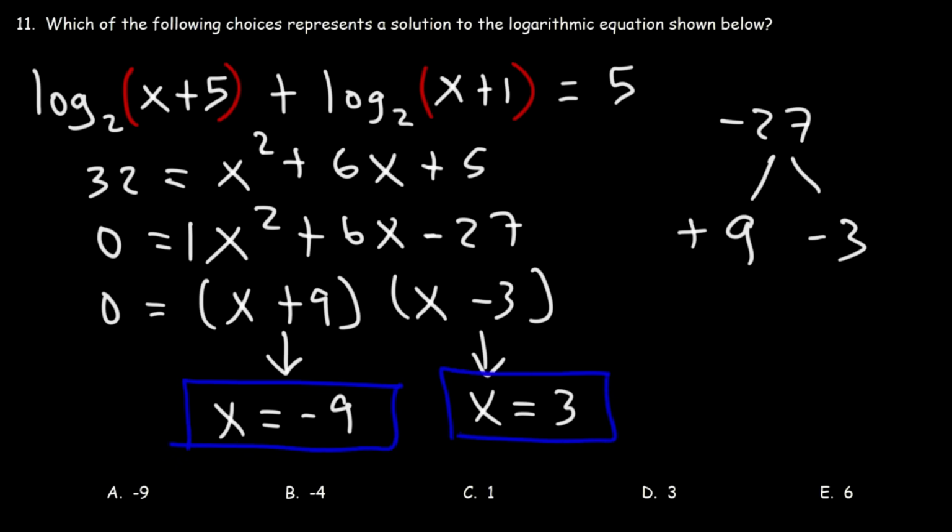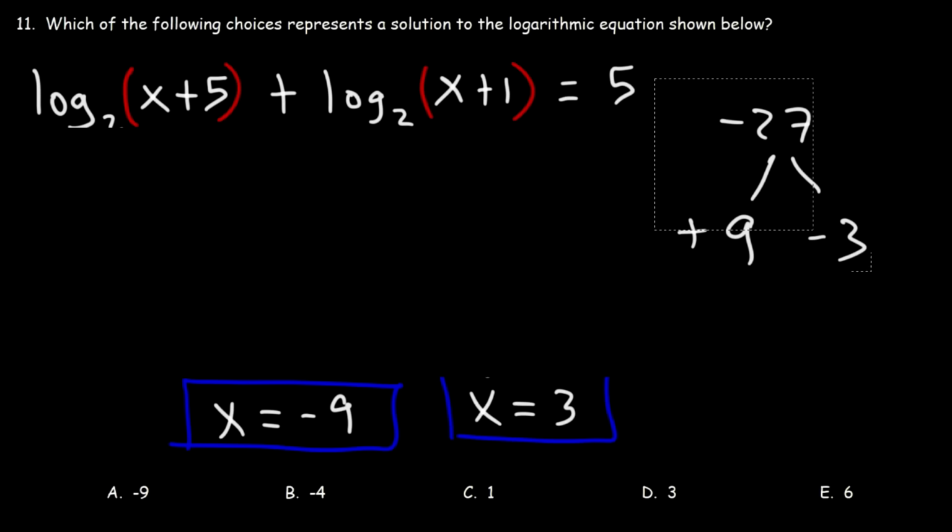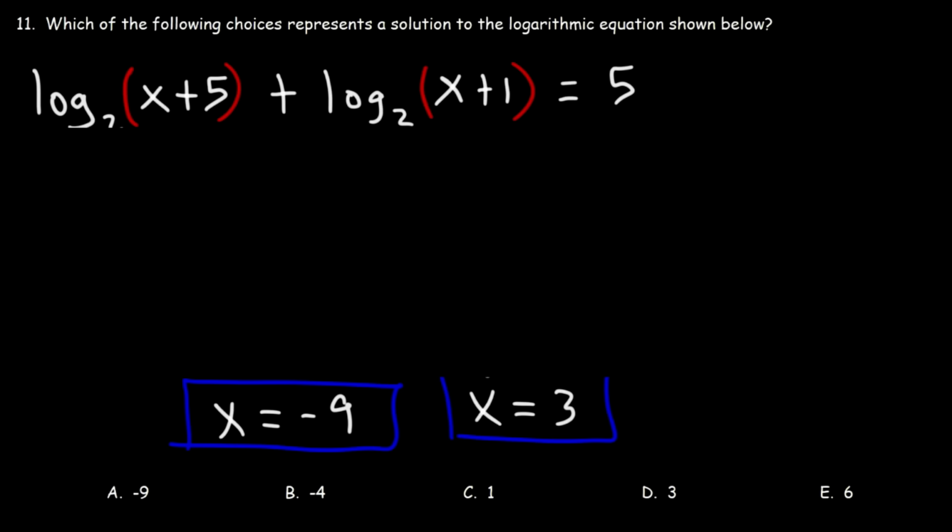Now we have two answers. This corresponds to answer choice A, and this corresponds to answer choice D. Are both answers correct, or is one of them an extraneous solution? What would you say? Now, what you need to keep in mind is that logarithmic functions have a restricted domain. Within the inside of a log function, it cannot equal 0 and it cannot be negative.